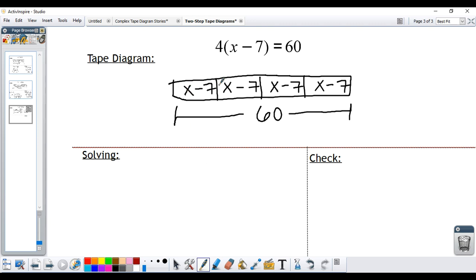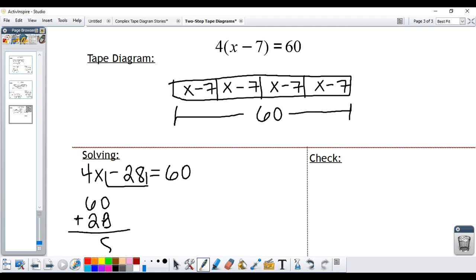So I'm going to combine my like terms. I see 4 x's all together. And then I have 1, 2, 3, 4 7s. So I'm going to take away 4 times 7, which is 28. And that equals 60. So since something minus 28 is equal to 60, let's add the 28 to 60 to see what we needed to subtract from. 0 plus 8 is 8, and 6 plus 2 is 8. So that means my 4x represents 88.